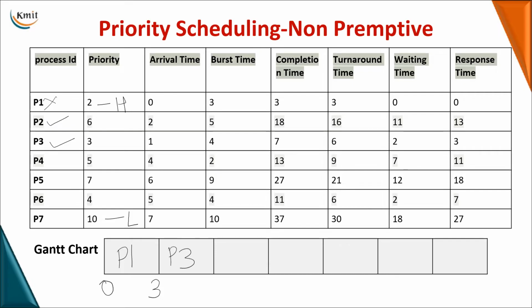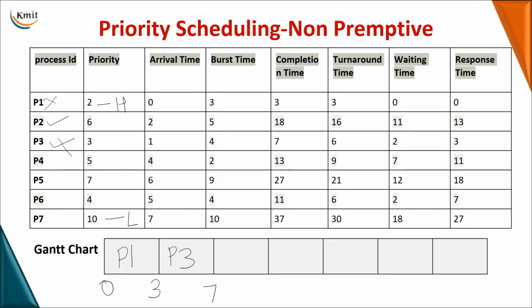Now, for how much time should P3 be scheduled? It has to be scheduled for 4 milliseconds. You already executed up to 3 milliseconds, so this will be executed until the 7th millisecond. After that, it is done with its execution.